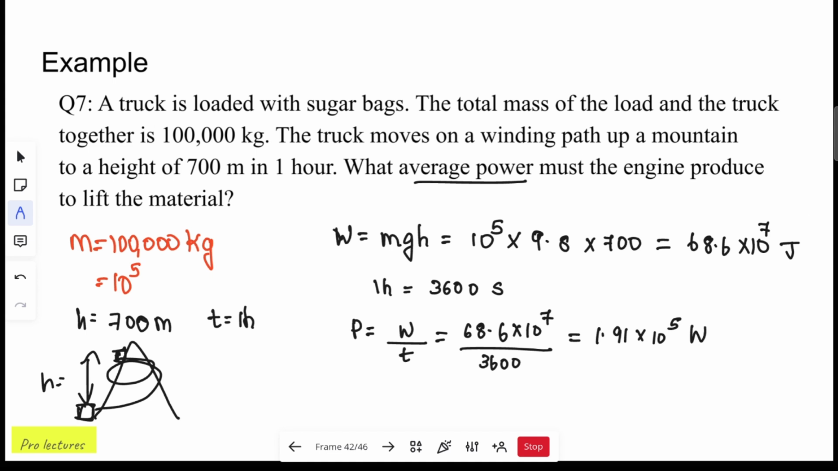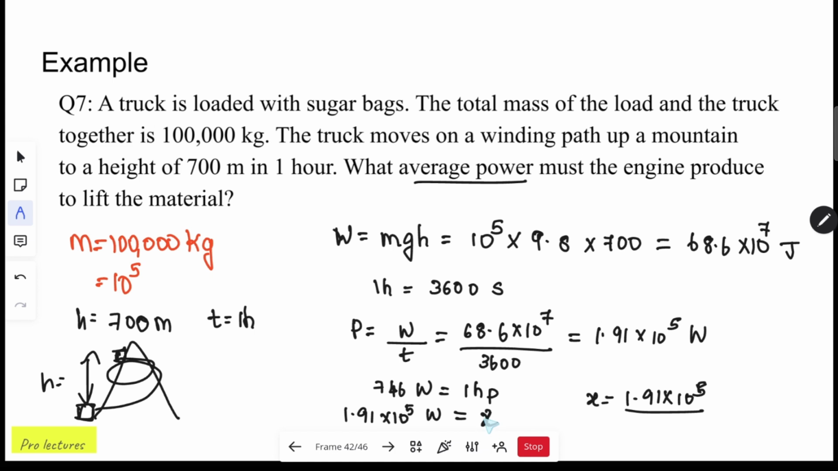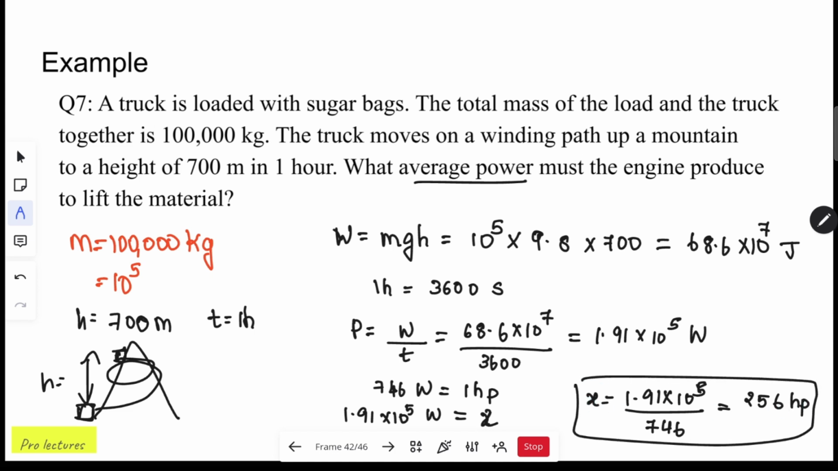We say the power of an engine in horsepower. So you should know one more thing: 746 watt of power is equal to 1 horsepower. Therefore, 1.91 into 10 to the power 5 watts of power in horsepower can be written as, let's say, x equal to 1.91 into 10 power 5 divided by 746, which will be around 256 horsepower. So this is the average power.